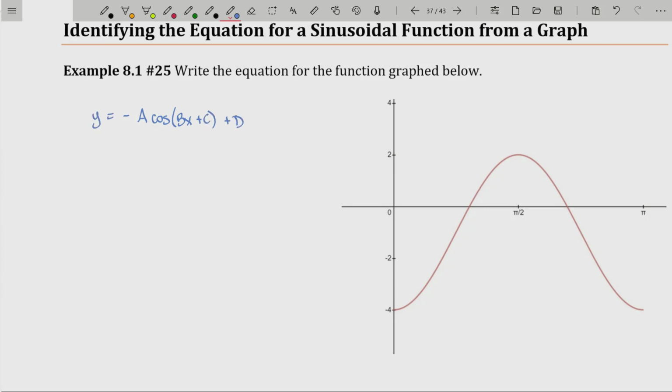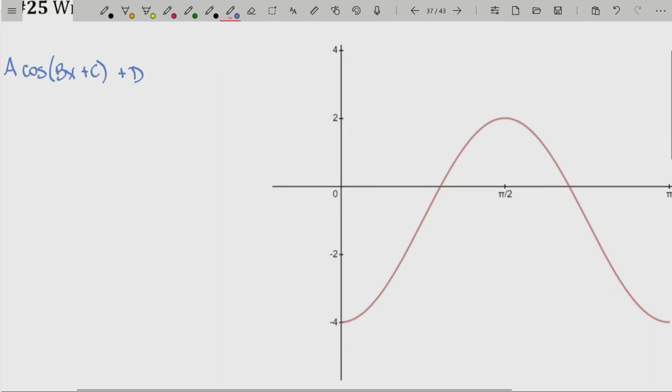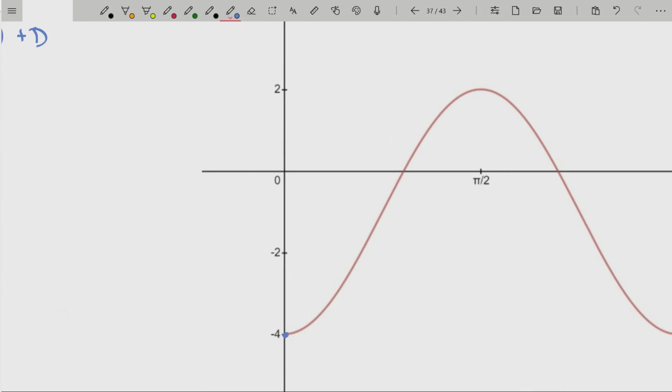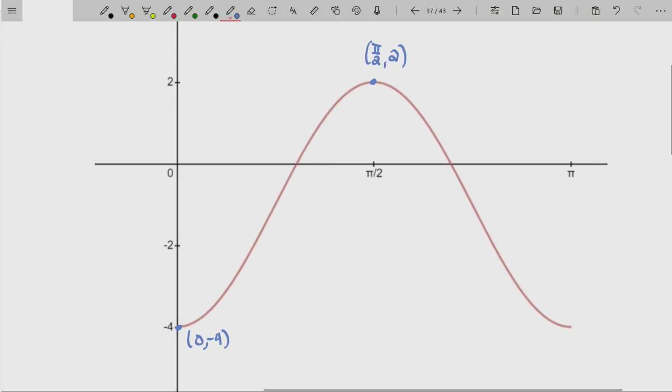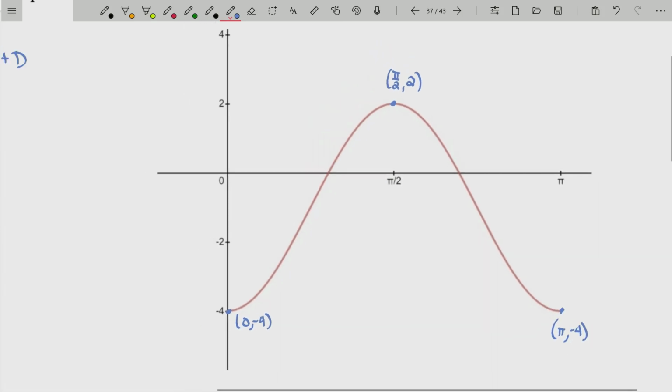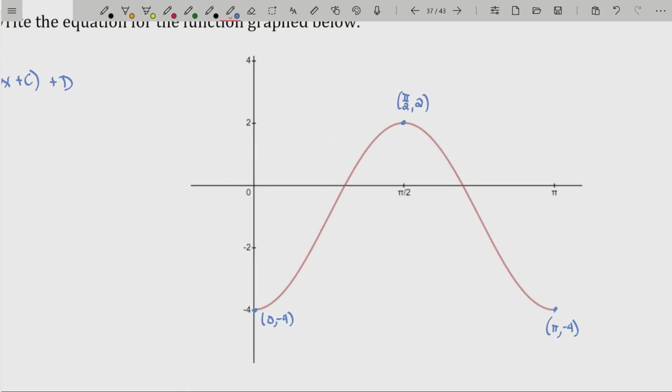Just what trig function is it first? And then determine, is it upside down, right side up, who knows? And now you go through and start labeling a couple things. If you have points, which we do, you can label them. This is 0, -4. X equals 0, y equals -4. And this one right here is pi over 2, 2, it looks like. And over here, this is pi, -4. There's a lot of information to be gleaned just from those 3 points.